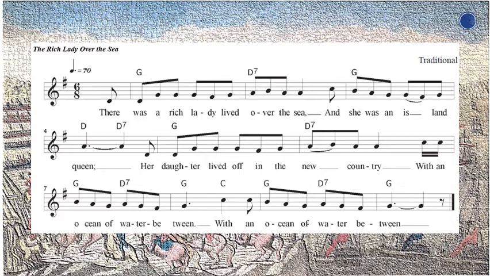There was a rich lady lived over the sea, and she was an island queen. Her daughter lived off in the new country, with an ocean of water between.